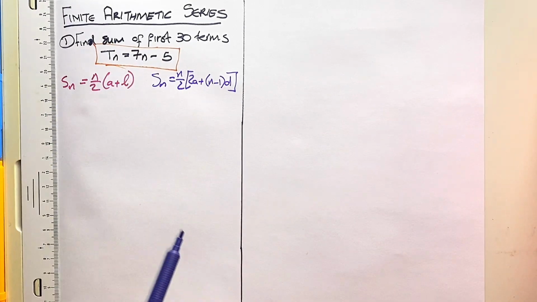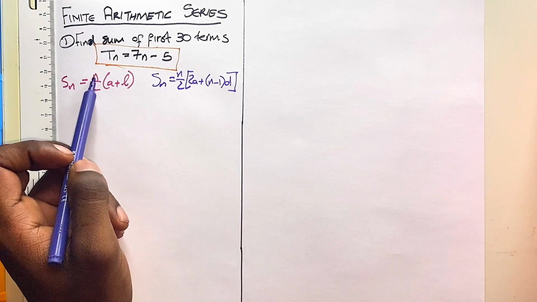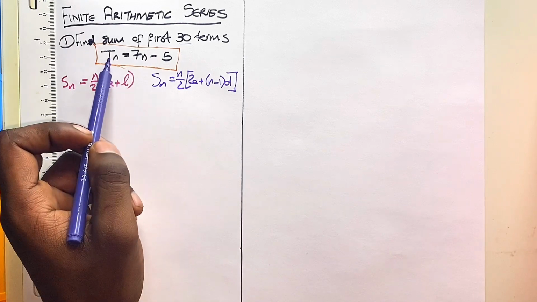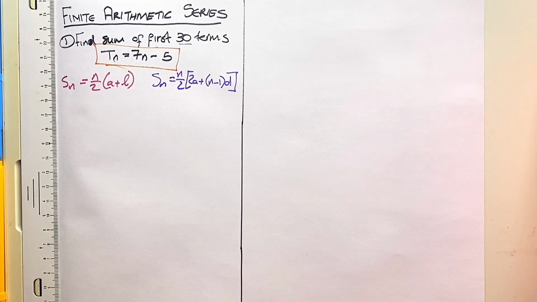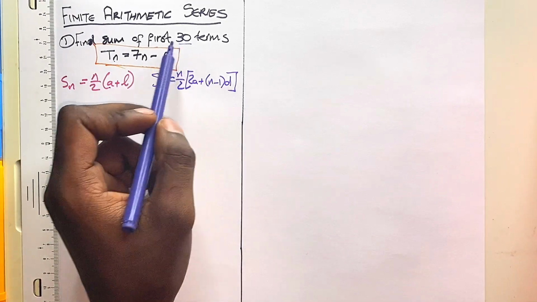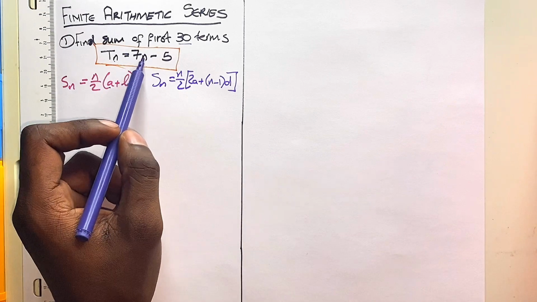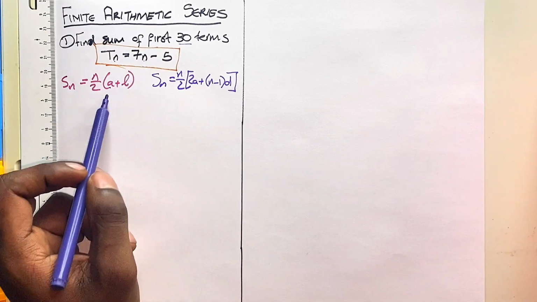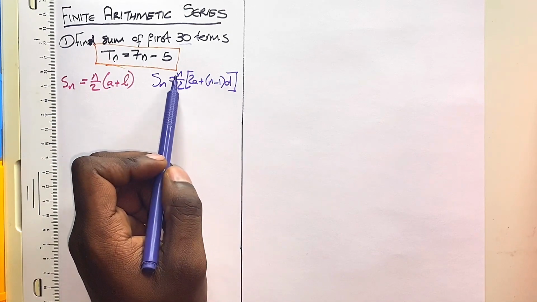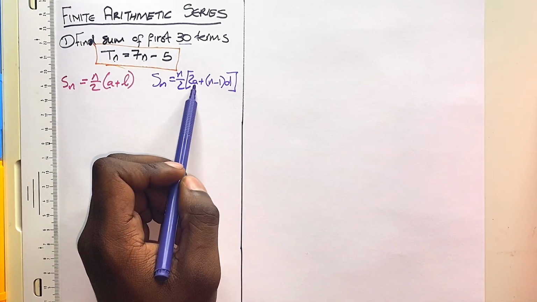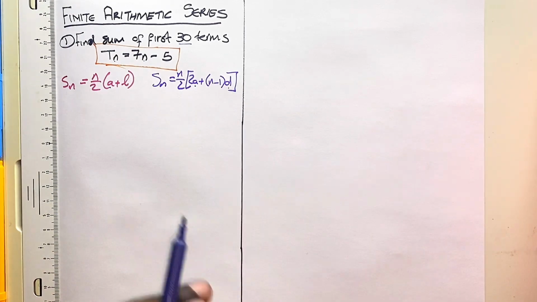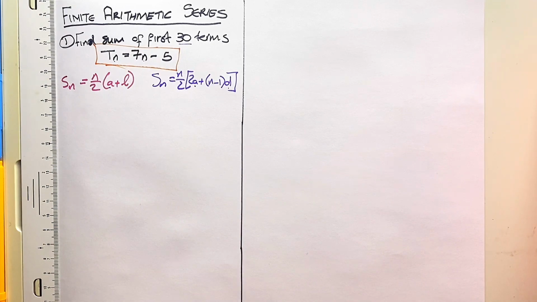If we use the first one, we would have to know the number of terms, which is 30. We have to know the first term. We have to substitute T1 into our formula, and we have to find the last term. So if there are 30 terms, the last term is term 30. So we'd have to substitute 30 here to find the last term and then find our sum. Now if we use this one, we just need to find the number of terms, the first term, and the common difference. Now let's do them both and see if we get the same answer.